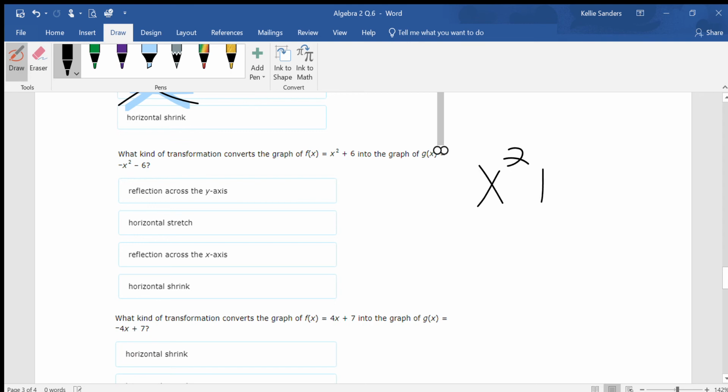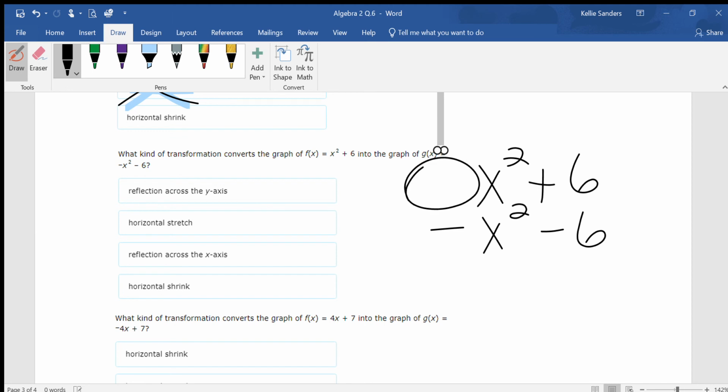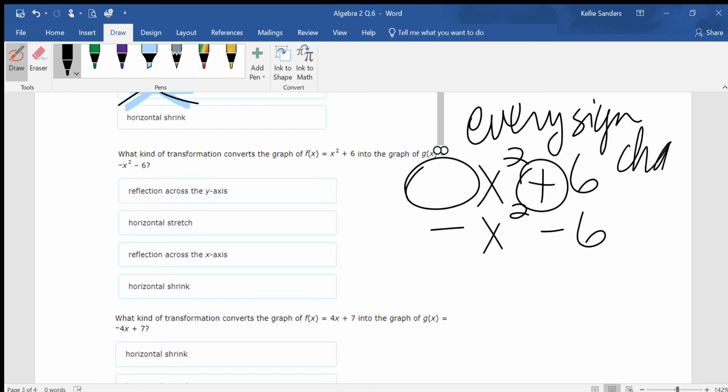x squared plus 6, negative x minus 6. This term changed signs. This term changed signs. So every sign changed. So we reflected about the y.